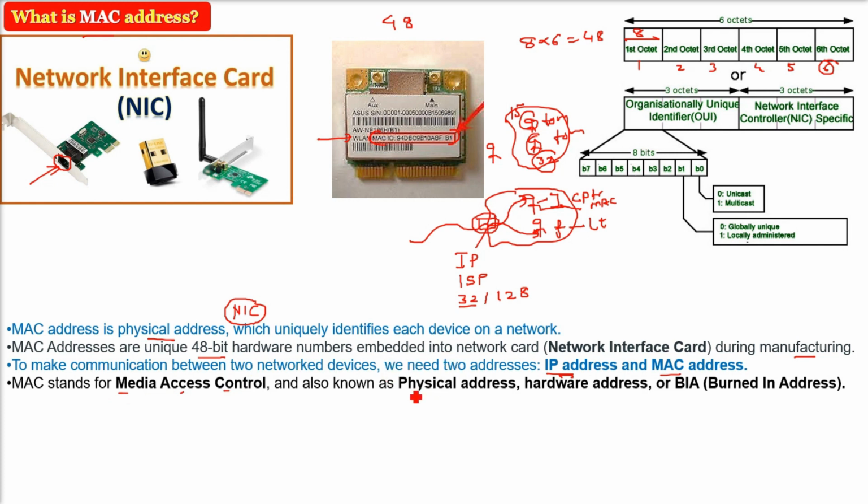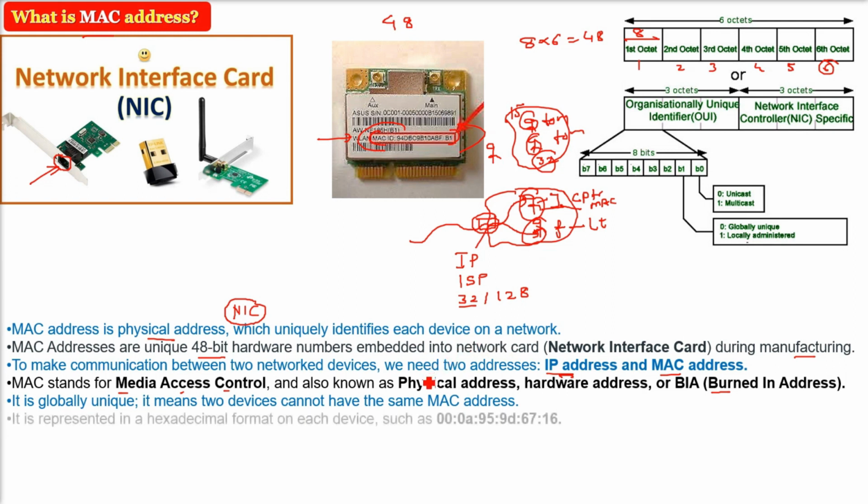So MAC is Media Access Control. Other names are also popular: physical address, hardware address, or BIA, burned-in address. Because this is already embedded, burned into your network interface card, which I am highlighting again and again. Just as I told you about the two Toms, the MAC is globally unique. The difference between MAC and IP is this only.